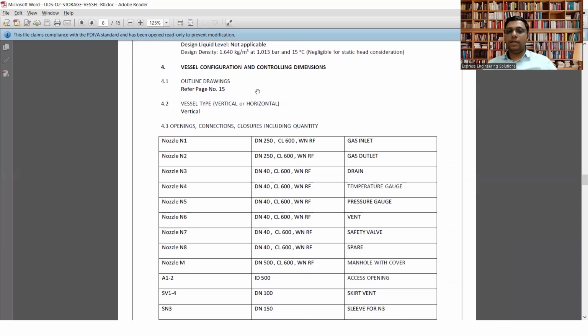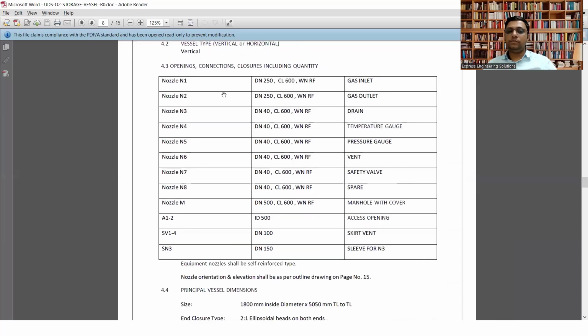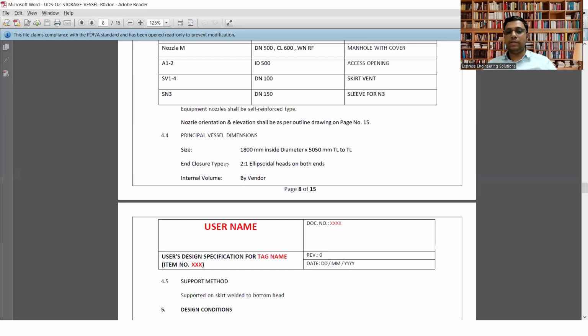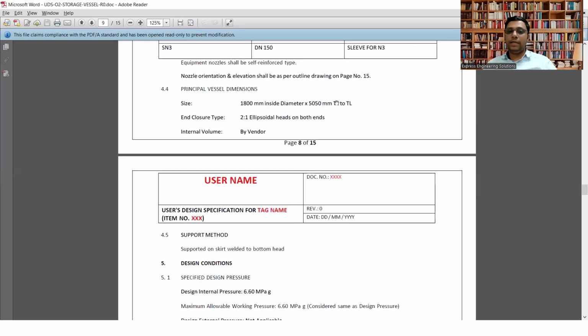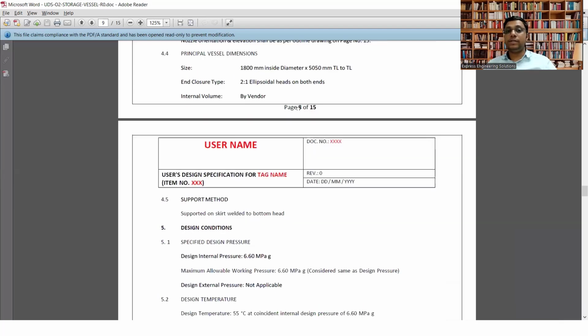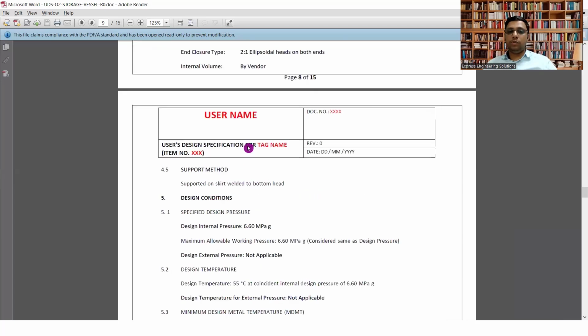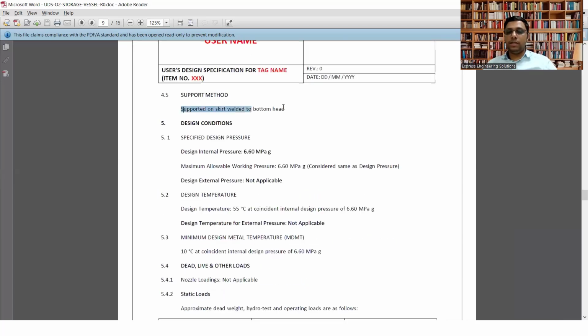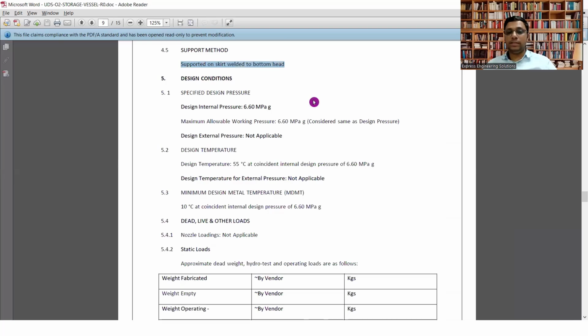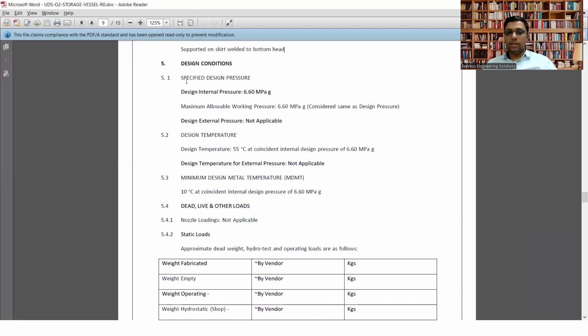Then vessel configuration, whether it is a vertical vessel or a horizontal vessel. What are the different nozzles? What are the classes and sizes of those? What is the description of those nozzles? All these things. Then principal dimensions like what is the inside diameter, tan to tan length, if there is any dish end, which type of dish end it is. Here you can see it is a 2:1 semi-ellipsoidal dish end. Then the internal volume, if at all it is to be mentioned. Then supporting method, whether it is mounted on the skirt or the saddle support. Then design condition, the specified design condition, design pressure, design temperature.